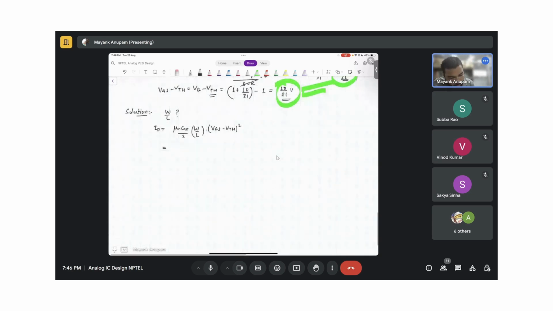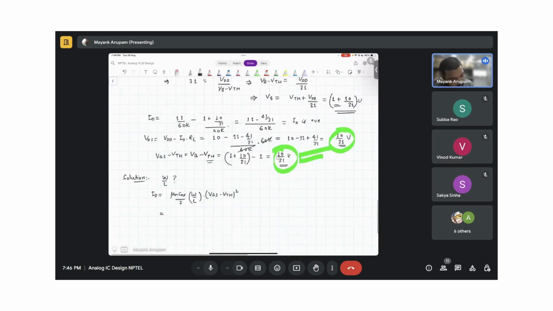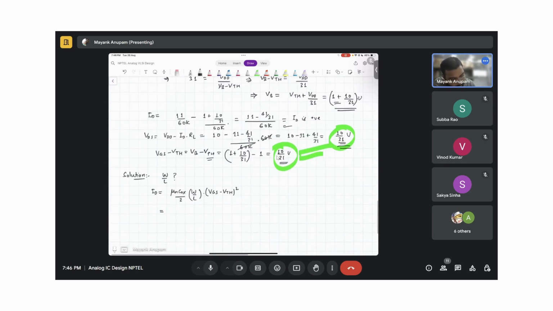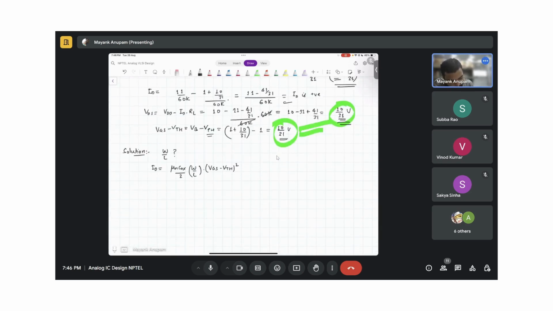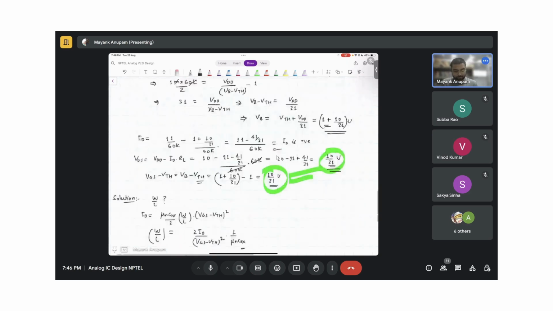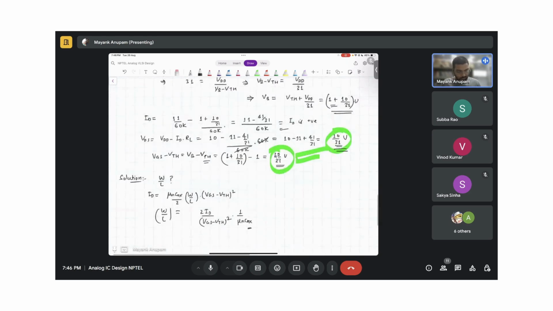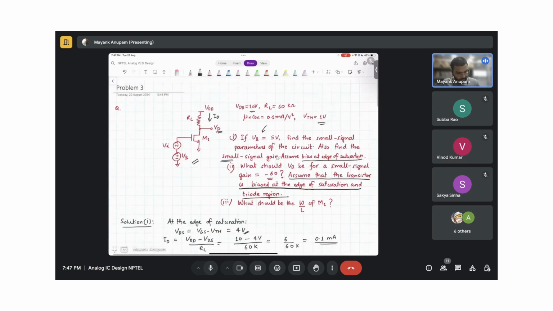Now I wanted to find out W by L. ID I have already found out here, and from the equations I know everything except W by L. So W by L is equal to how much? 2ID upon mu n Cox (VGS minus VTH) whole squared. So replace everything here and you will get W by L. Okay, that's it. So that is all that I wanted to discuss.